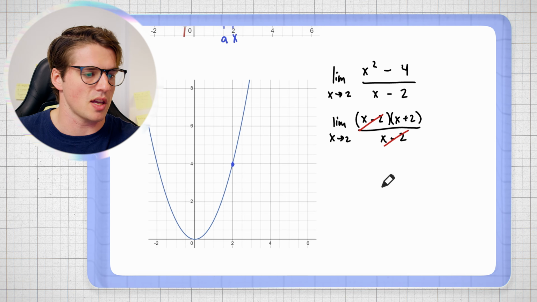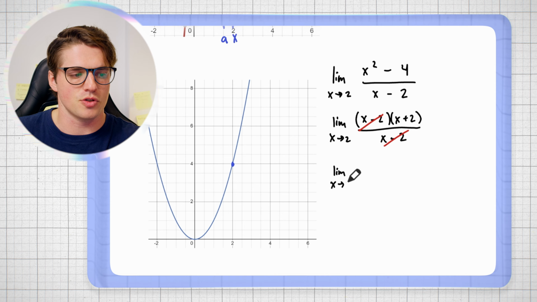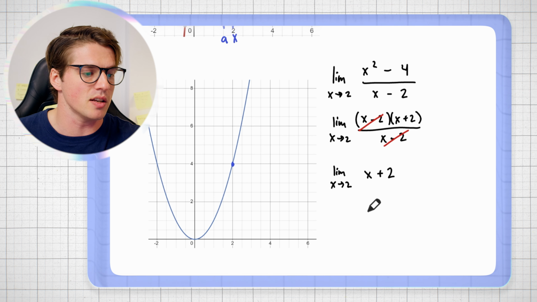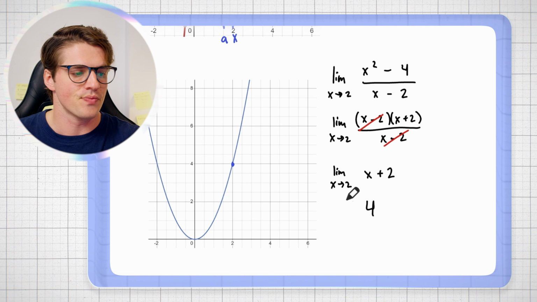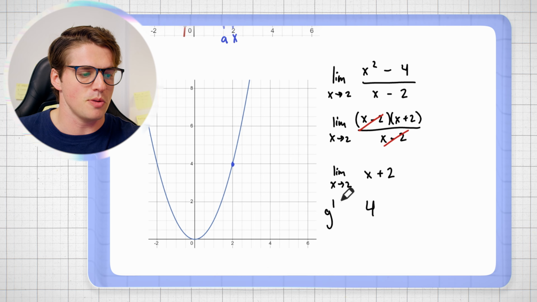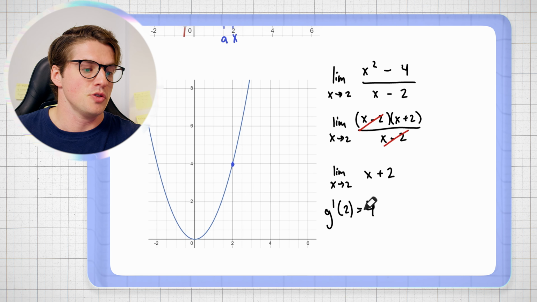Here we can cancel. The x minus 2's will cancel. So now we just have the limit as x goes to 2 of x plus 2. Once again, with our limit laws, we can just plug 2 directly in, and we do get 4. And in this case, I believe we're calling it g prime of 2 is equal to 4.